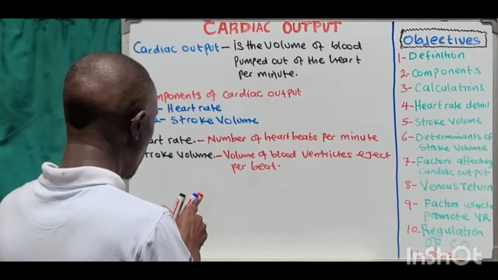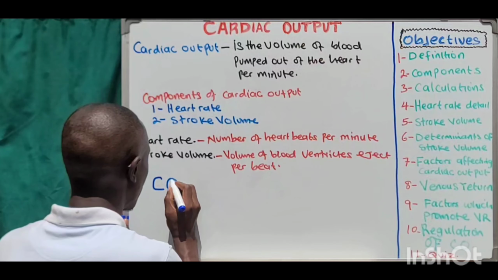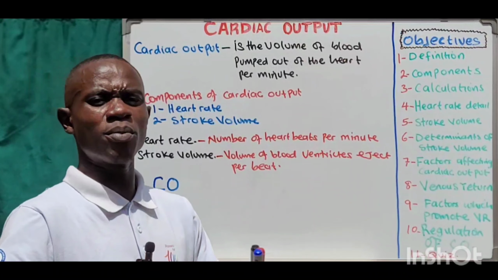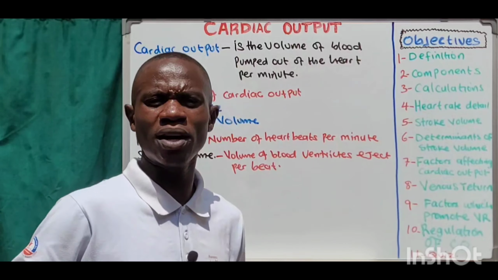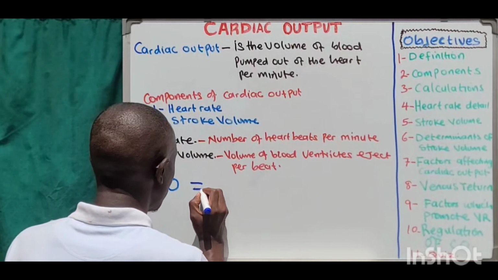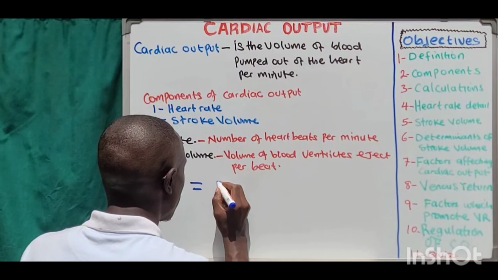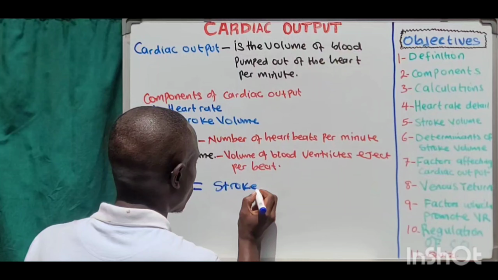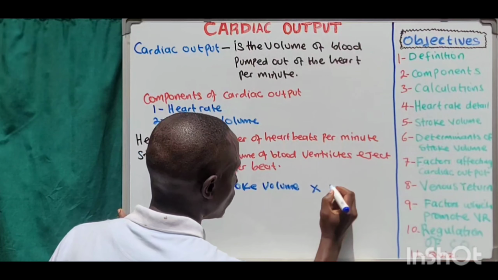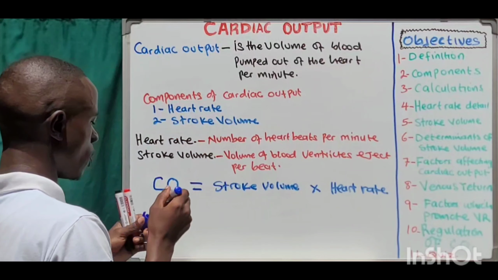Okay, now cardiac output is denoted as CO. We get cardiac output from the product of stroke volume and heart rate. So cardiac output is stroke volume times heart rate.